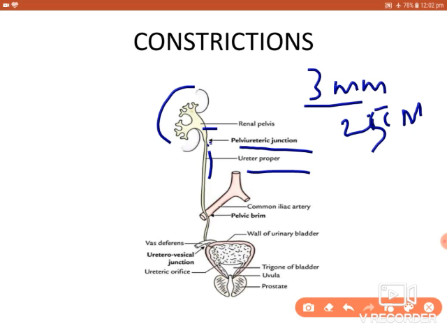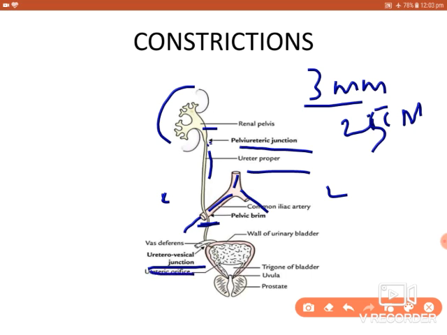This is the abdominal aorta, which divides into the right and left common iliac arteries. Where the ureter crosses the pelvic brim, it also shows constriction. Then where it pierces the bladder wall, that junction is called the ureterovesical junction, which relates to the urinary bladder. There also it shows constriction.